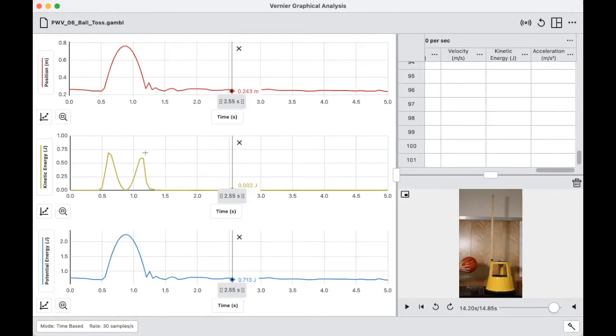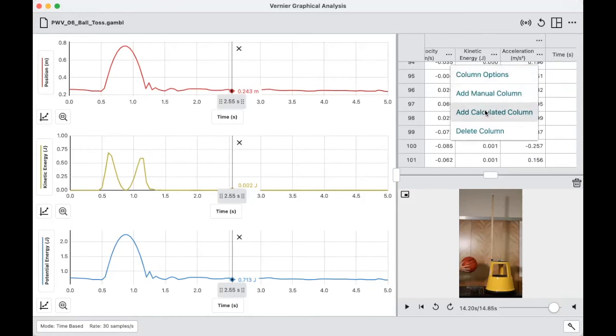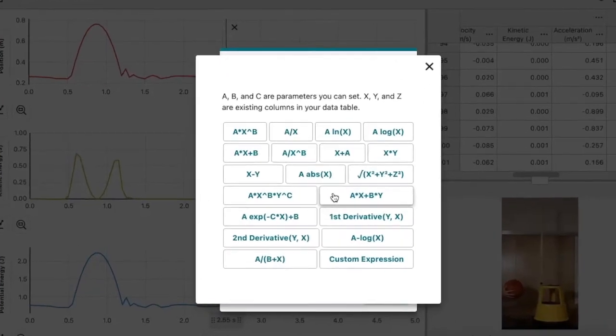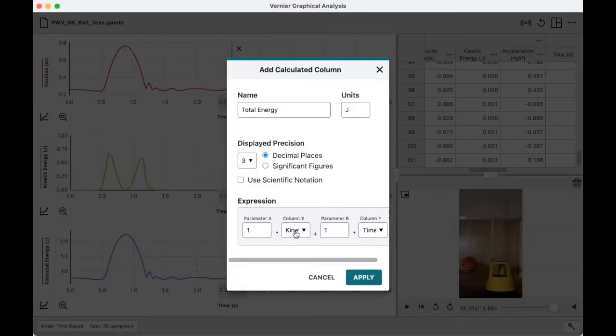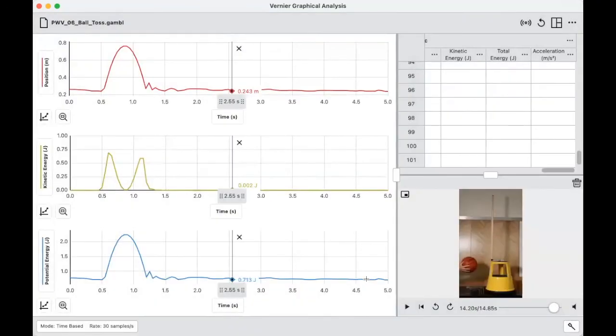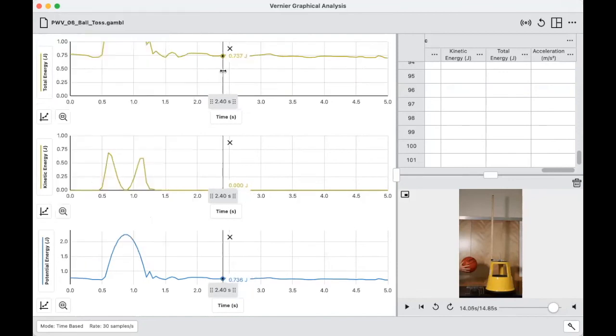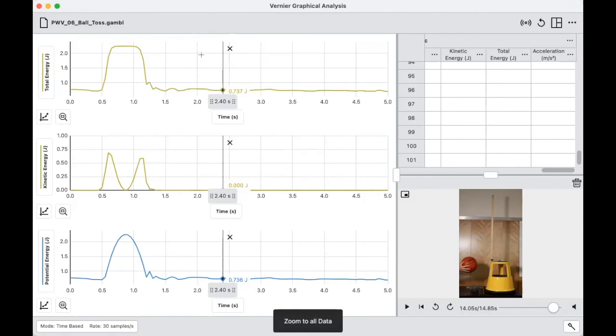And what I would like to do is to calculate the total energy. And so maybe I put this on the top graph there. So I will come back here and add calculated column. In this case, I'm going to use the existing equation, A times X plus B times Y, because I could say I want the kinetic energy for that one. I want this to be the potential energy. And when I apply, then that will give me total energy. I can come here and say, make that total energy. And now I have the graph of the total energy at the top.